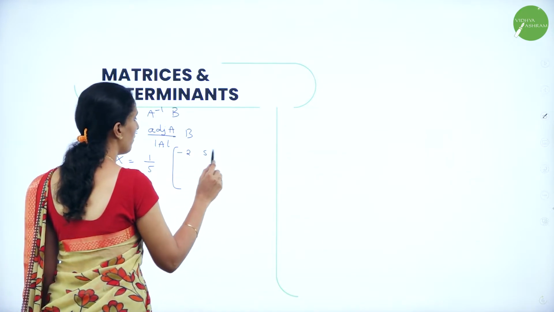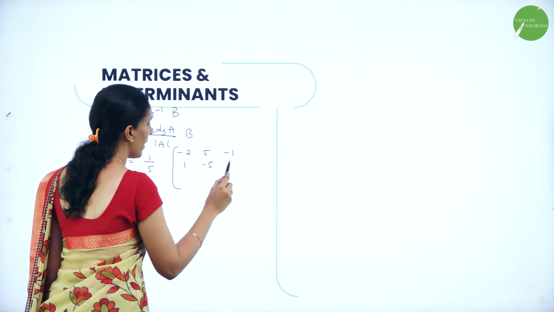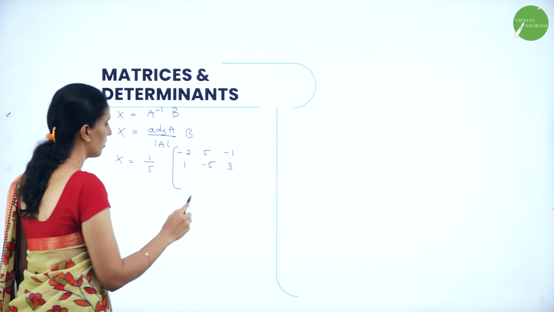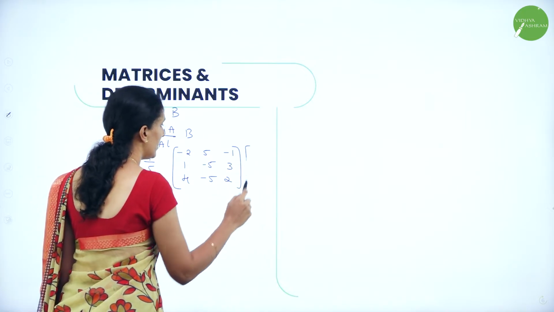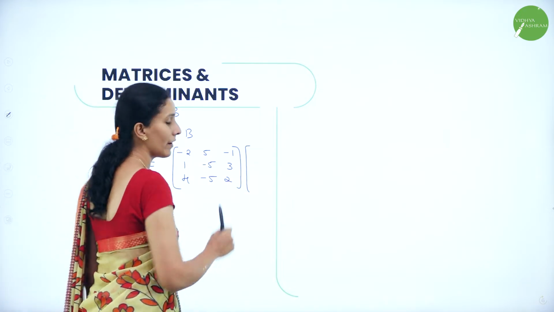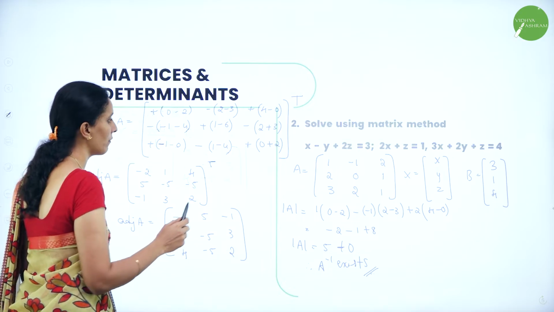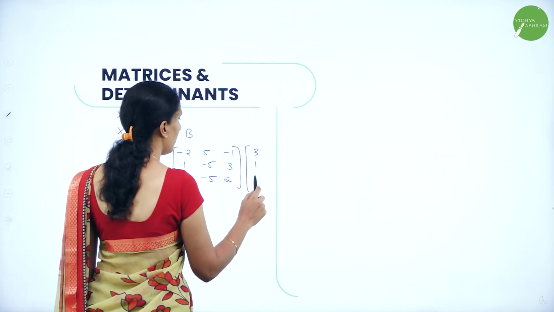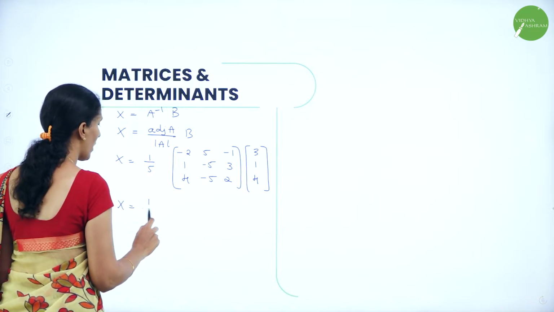Minus 2, 5, minus 1, 1, minus 5, 3, 4, minus 5, 2, into. So this is 1 by det A, this is adjoint A and here we are writing B. So what is matrix B we have? We have 3, 1, 4. So now x is equal to 1 by 5.